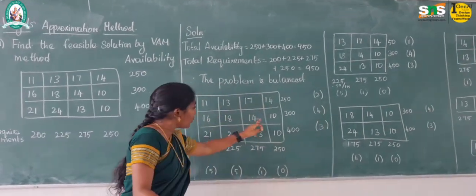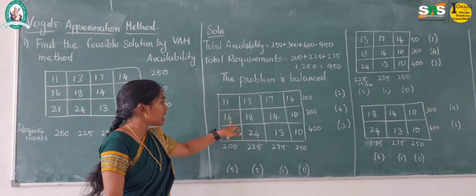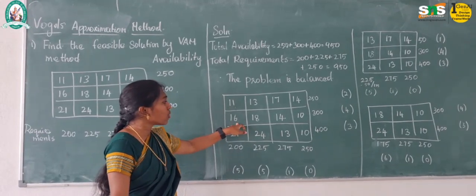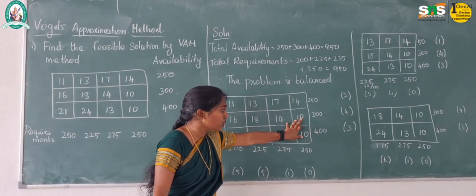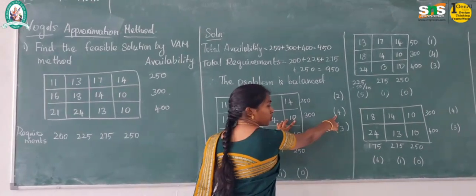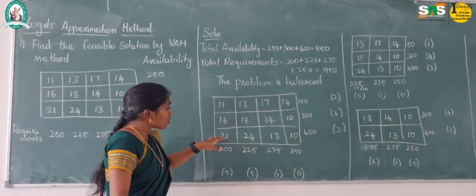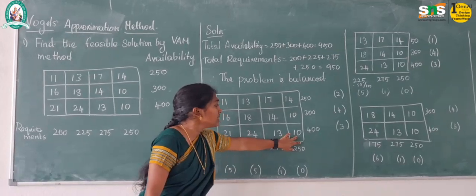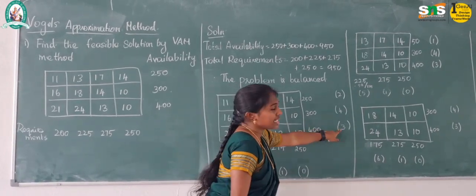In the second row, we have to choose the same two smallest numbers. So in the second row, the two smallest numbers are 10 and 14. By subtracting these two numbers, I get an answer of 4. In the third row, the two smallest numbers are 13 and 10. So by subtracting these two, I get an answer of 2.